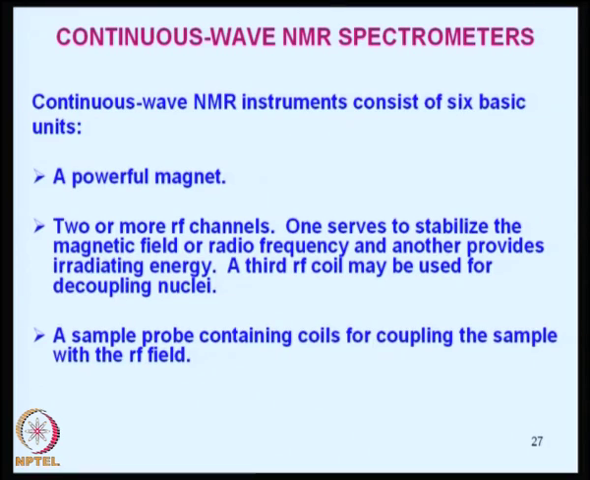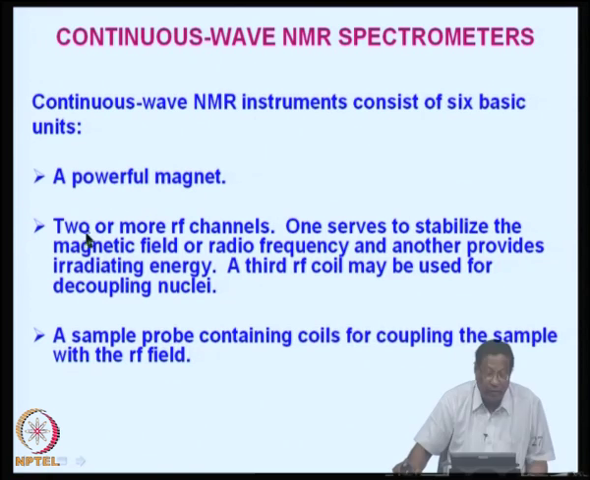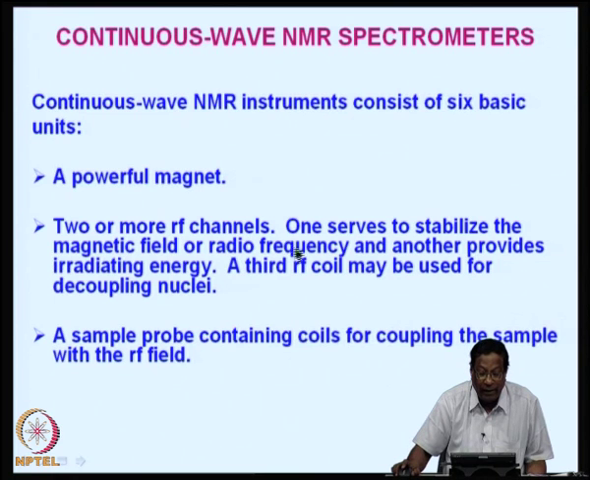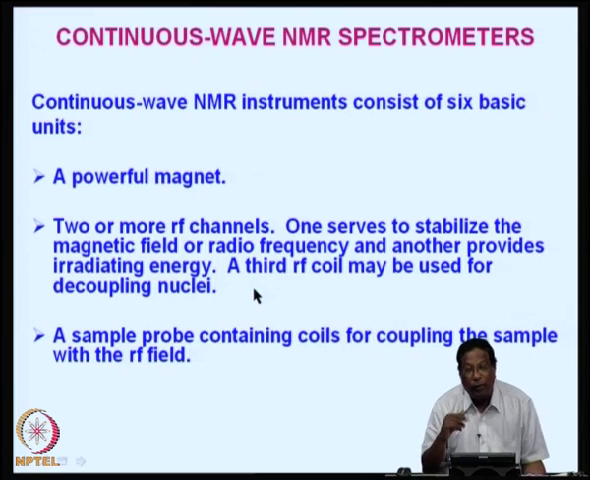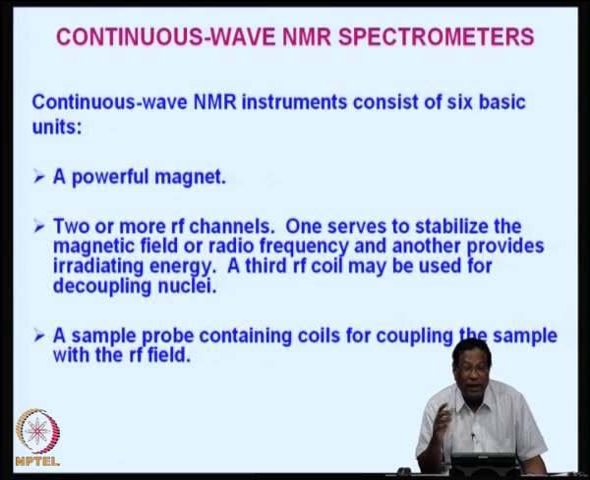Continuous wave NMR spectrometers consist of 6 basic parts. One is you need a powerful magnet and you need 2 or 4 RF channels. I had explained this to you earlier. One serves to stabilize the magnetic field or radio frequency, and another provides irradiating energy. A third RF coil may be used for decoupling the nuclei.